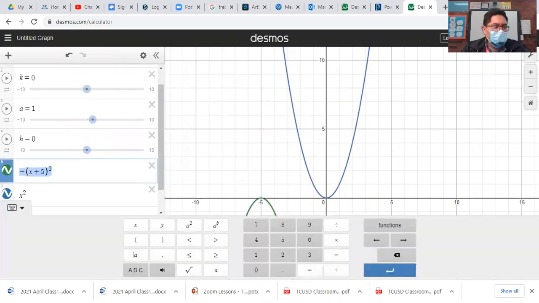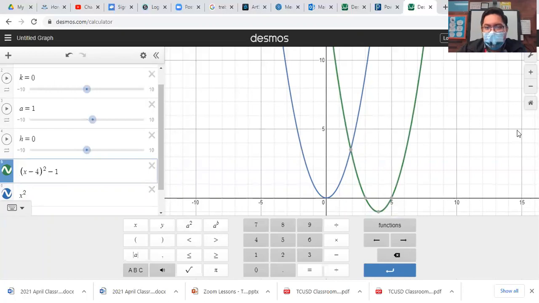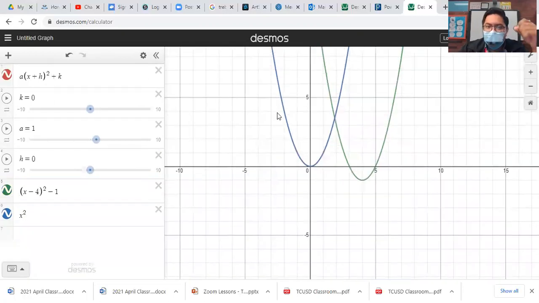Now let's punch in our new one, which was x minus 4 minus 1. And we actually don't need this thing here, so I'm going to get rid of that. So now we need to make this blue line move over to the other side. If I change the A, which actually, this one does not have an A value, so I wouldn't need to change our A value.